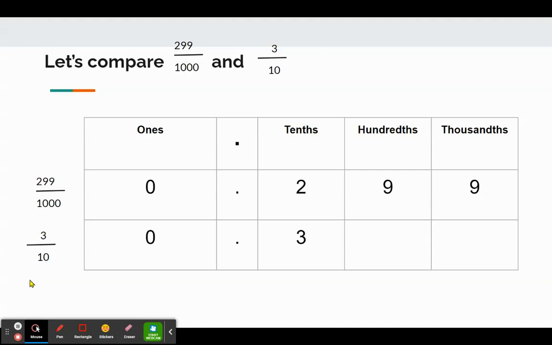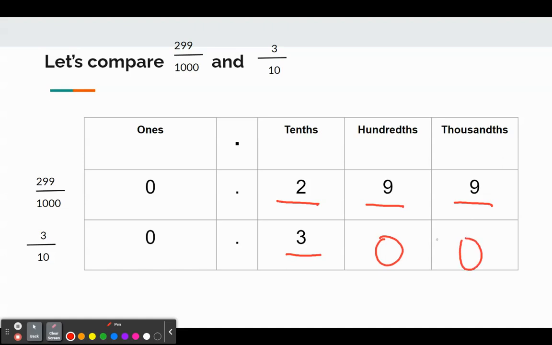Okay, so now let's go ahead and compare some fractions. So we're going to compare 299 thousandths and 3 tenths. So let's take a look at our place value chart. I went ahead and filled everything in. So let's look at 299 thousandths. When we look over there, we have 0 ones, we have 2 tenths, we have 9 hundredths, and 9 thousandths. Now let's look at 3 tenths. When we look at 3 tenths, we have 0 ones, 3 tenths, 0 hundredths, and 0 thousandths.